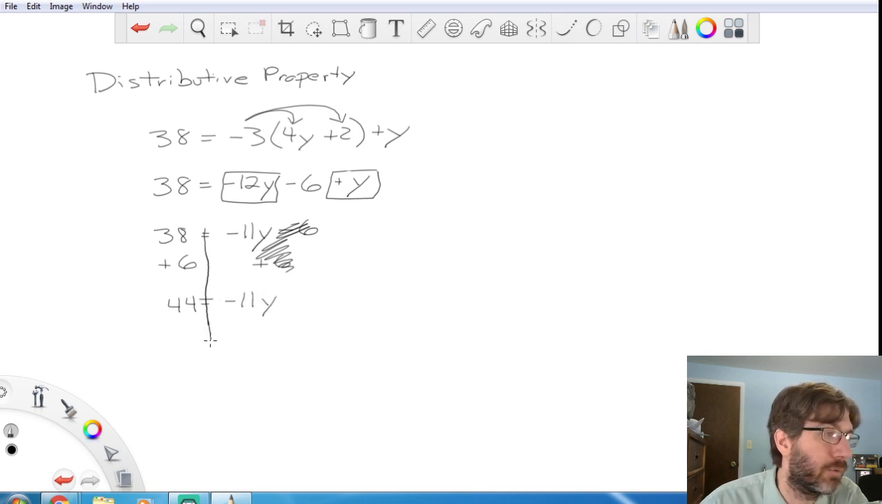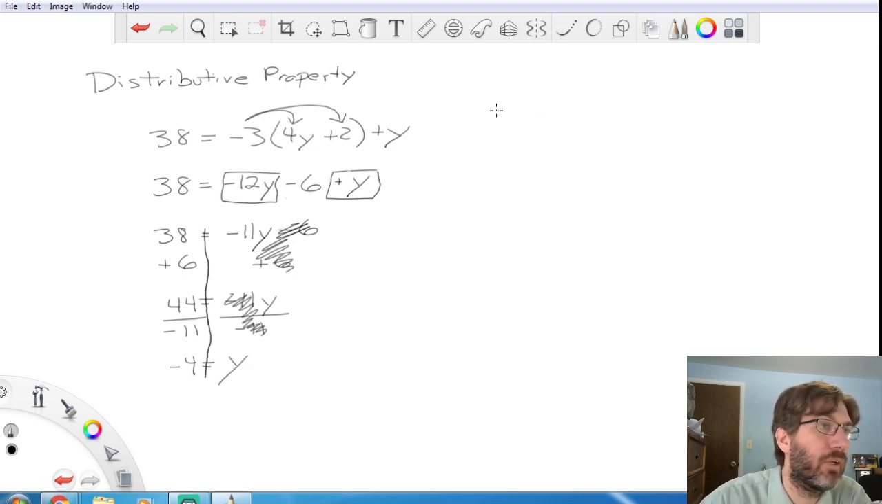Continue your two-step equation. Divide this by negative 11 to get y by itself. Divide this by negative 11. And this becomes a negative 4. Watch your signs. This is a positive and this is a negative. So when you divide them, you get a negative. Over here, they will cancel out. Negative 11 divided by negative 11 is 1. And 1 times y is just y. So here we've solved for y.